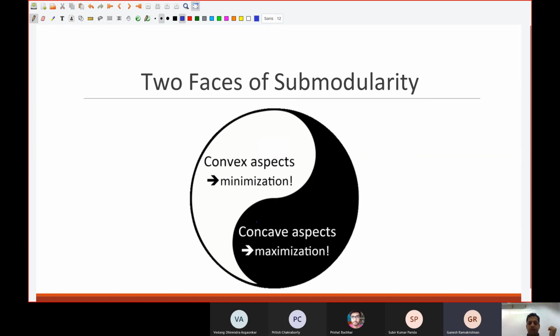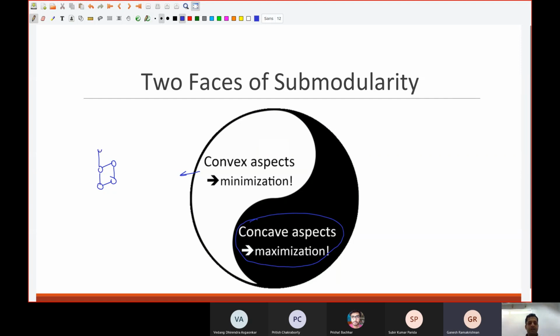Okay, so the concave aspects are interesting from a maximization perspective, as you would expect. Convex for minimization. However, for convex aspects, solvers are more efficient. Efficient polynomial time solvers. For example, if you're trying to do MAP estimation on graphical models, right? Under simple submodularity conditions, there are well-known polynomial time algorithms.